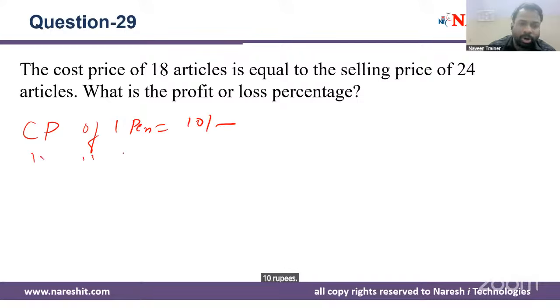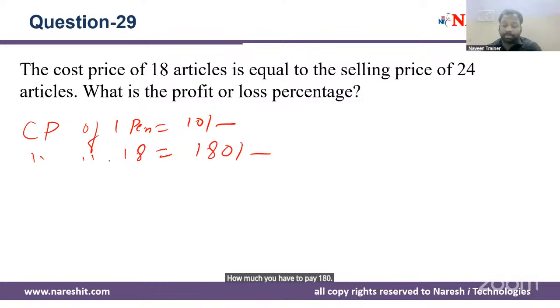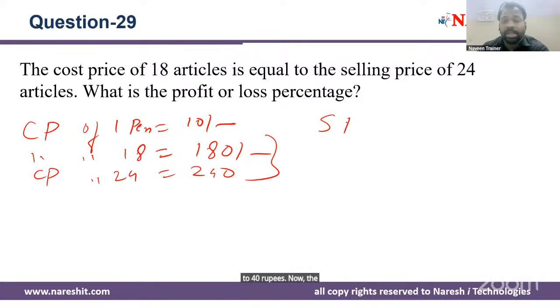How many pens you brought? 18 pens. How much you have to pay? 180. What will be CP of 24 pens? 240 rupees. Now they're telling they sold 24 pens. 24 pens are sold equal to cost of 18 pens.